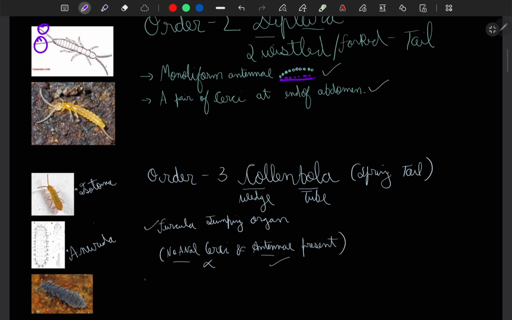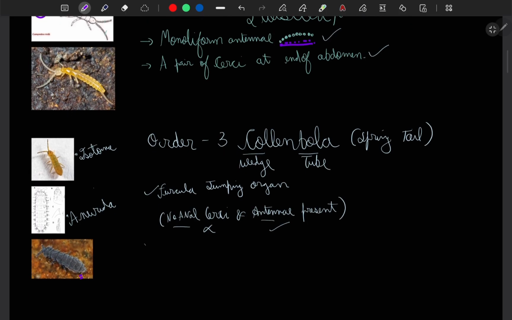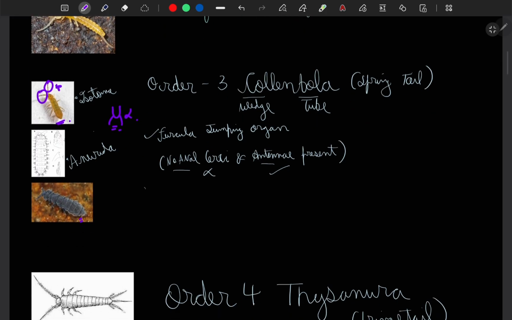The third order is Collembola, which are also known as springtails. Now Collembola means glue peg because their structure is like a peg. They have a furcula, a jumping organ that helps them to move and jump. They have no anal cerci, as you can see. These structures are not present in them, and antennae are present here. Clearly you can see no anal cerci and antennae. Anal cerci are the abdominal segment attachments, which are not present here.